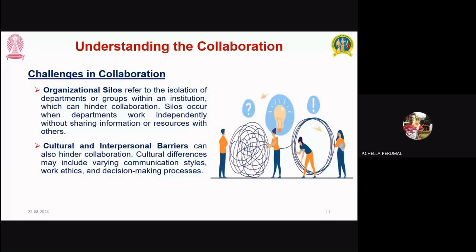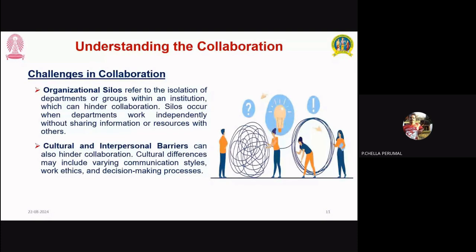Cultural and interpersonal differences can also hinder collaboration. Cultural differences may include varying communication styles, work ethics, and decision-making processes. Interpersonal barriers may arise from personality clashes, lack of trust, or competition among colleagues. For example, a faculty member from a culture that values direct communication may find it challenging to collaborate with someone from a culture that prefers indirect communication. This can lead to misunderstanding and conflict.